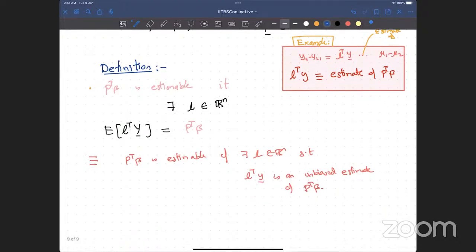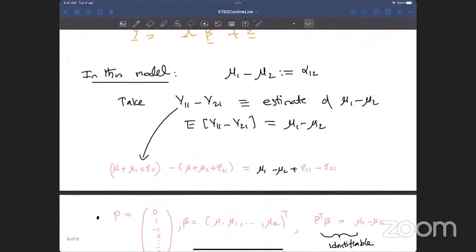All I want to do is, if I have a quantity in terms of beta that I want to see if it's estimable, I have to find a linear combination of y's whose mean is P transpose beta. That's all I would do. So for example, here I want to estimate mu1 minus mu2. I could take y1 minus y21. Its mean was this. That's clear.